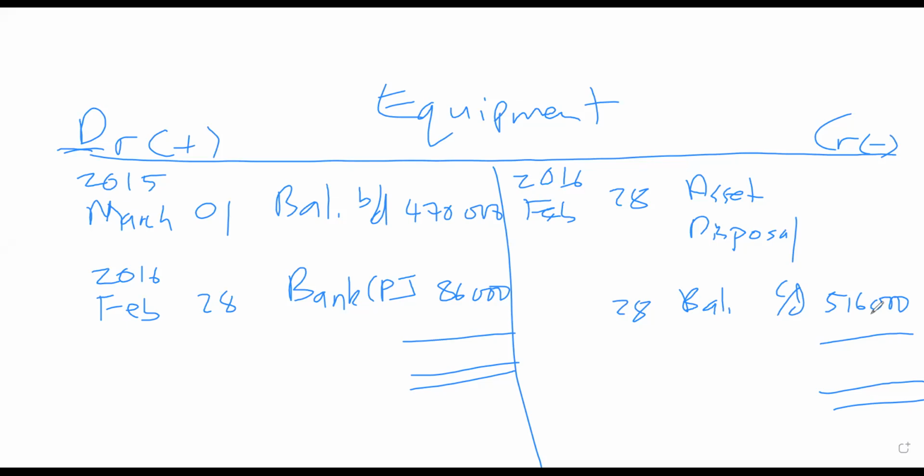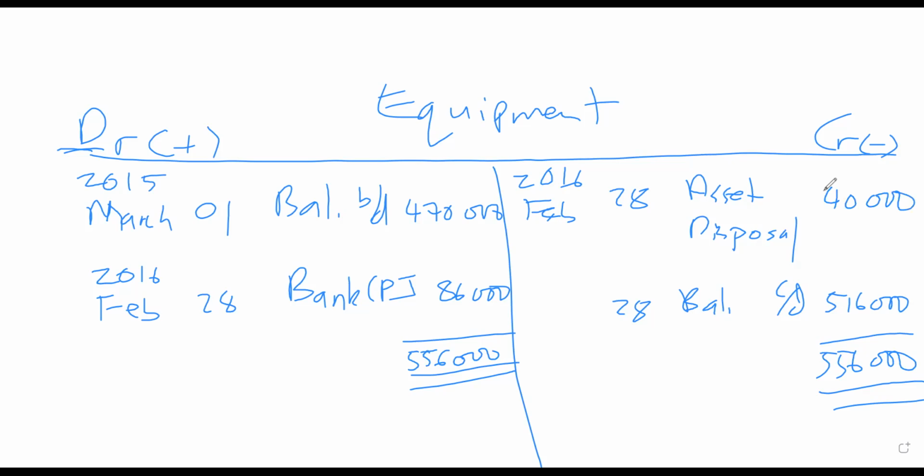If you add 86 to it, how much do you get? 470,000 plus 86,000. How much does that give you? 556,000. Are we together? Yes. So the difference between these two should give you the asset disposal, which will be that 40K. Yes. Is it making sense? Yes. Right. I wanted to show you from a simplified way.